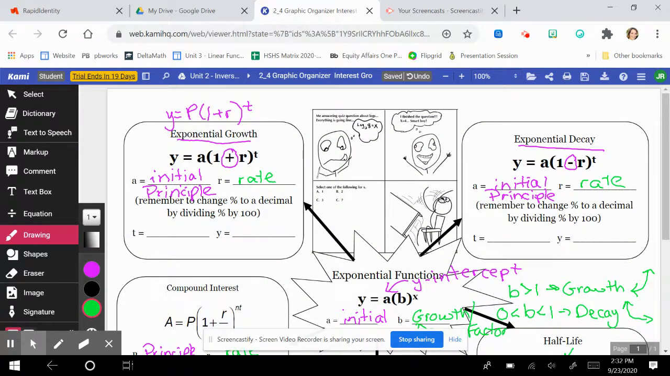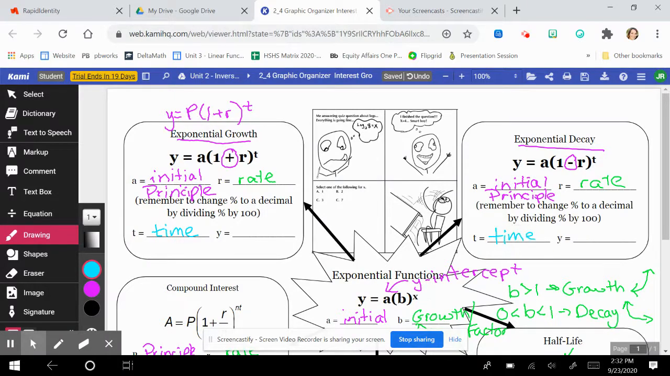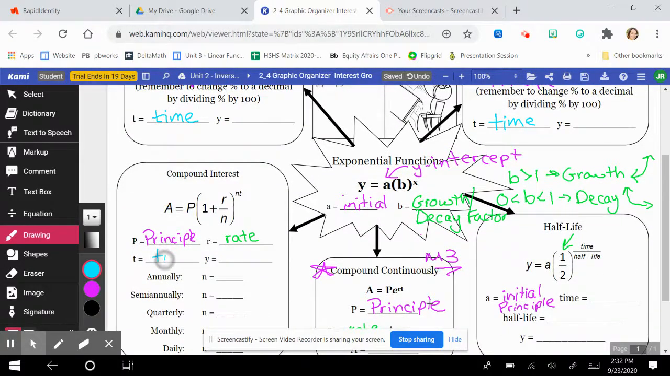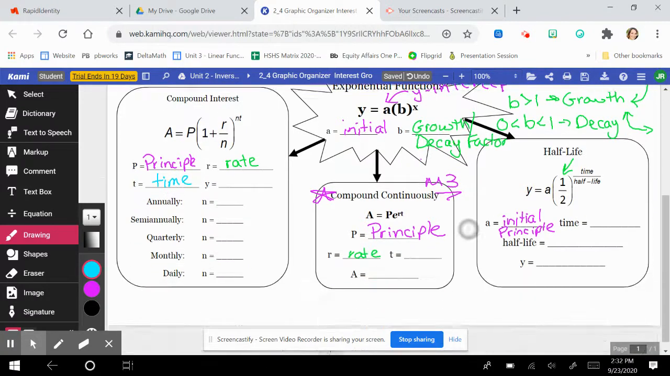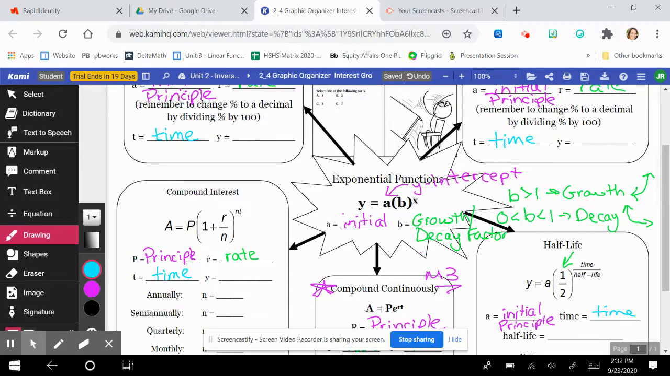The next letter you will see is T. So T is for time. Time. You guys know I love my colors. Time. And funny enough, half-life gives you time in the formula.